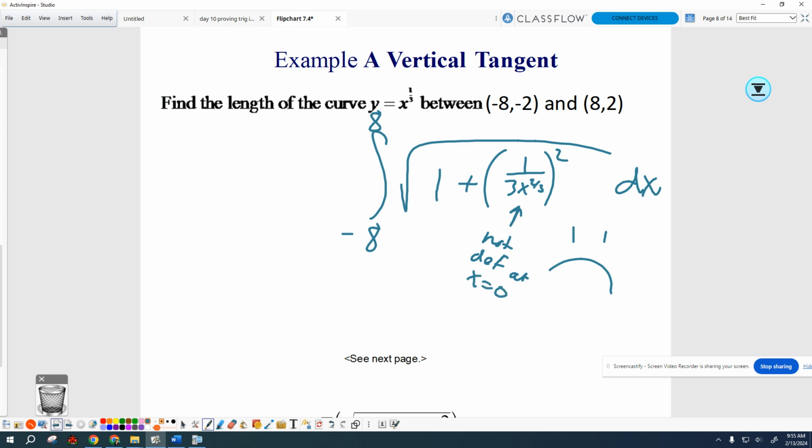Well, I would look in advance. Be like, all right, is my derivative undefined anywhere? Often it's a polynomial or something, not undefined anywhere, so I'm good to go.